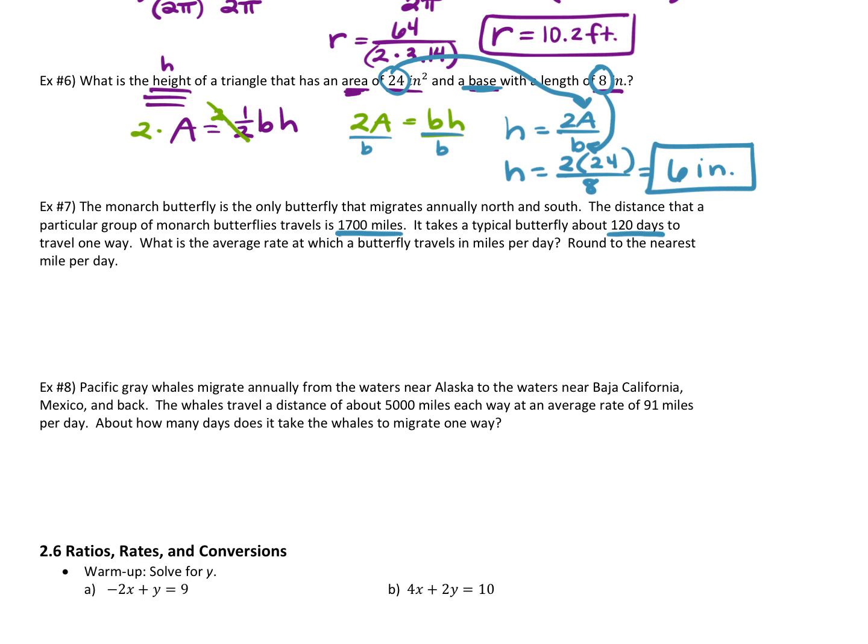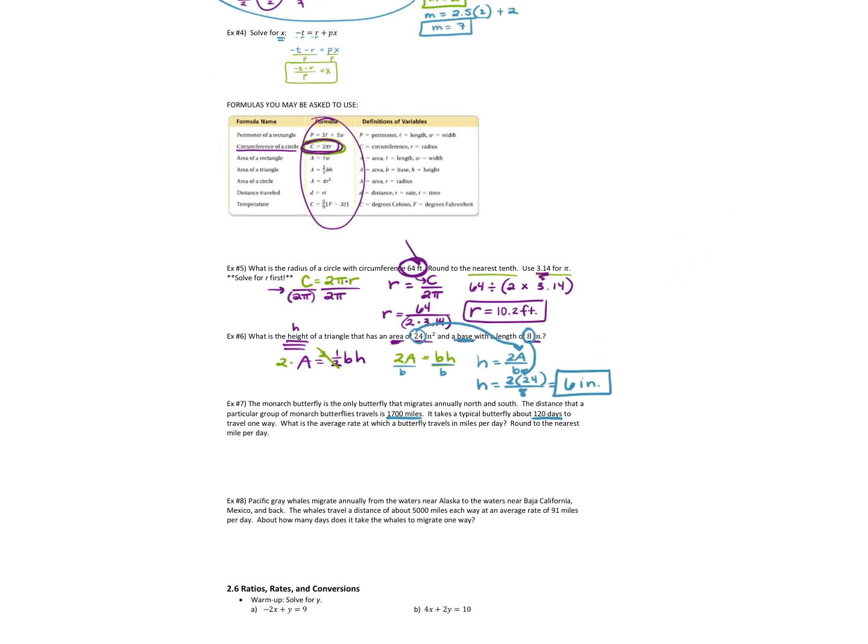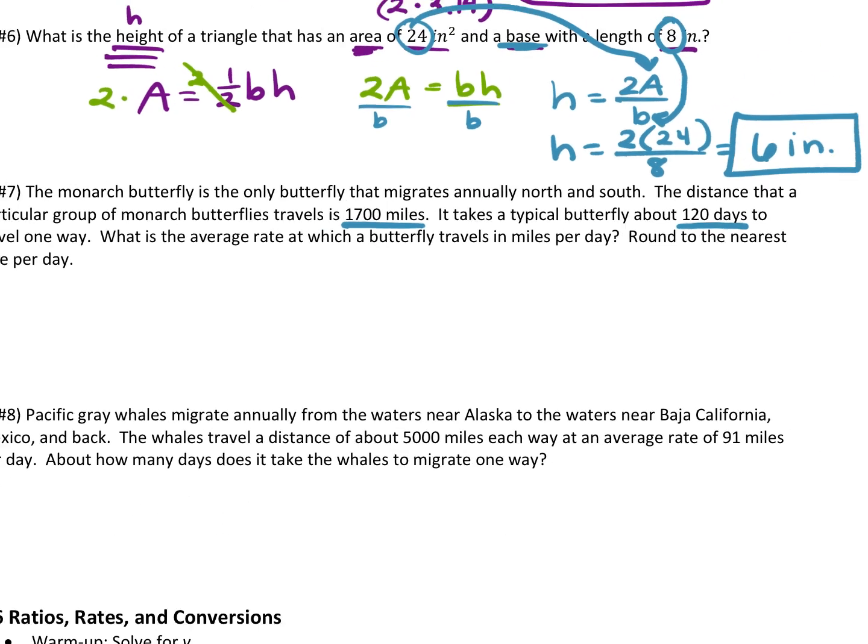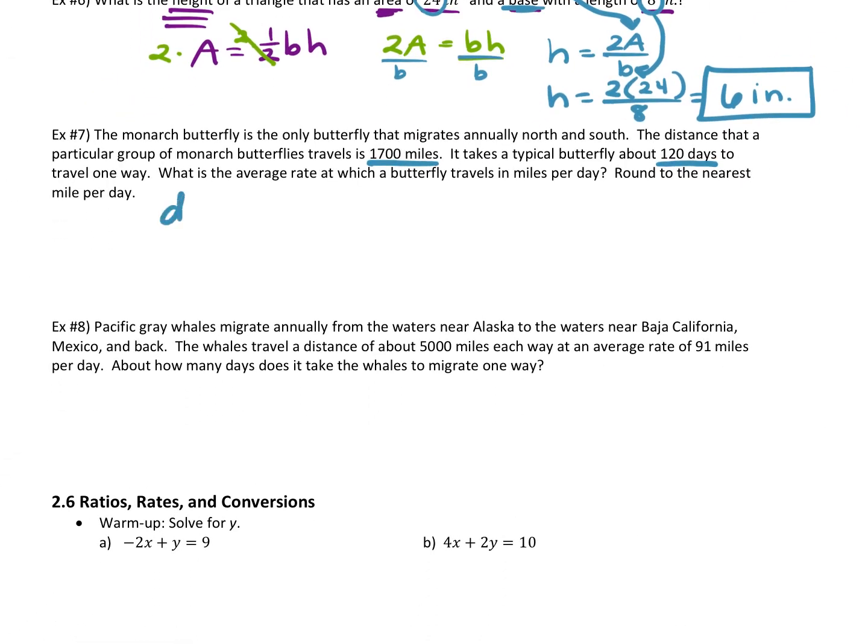So we're talking distance, right? Do you see a formula that involves distance up here? D equals RT. So distance equals rate times time. The question is, what is the average rate? So what's the thing that we want to isolate? D, R, or T? R. So we divide by T. So R equals D divided by T.